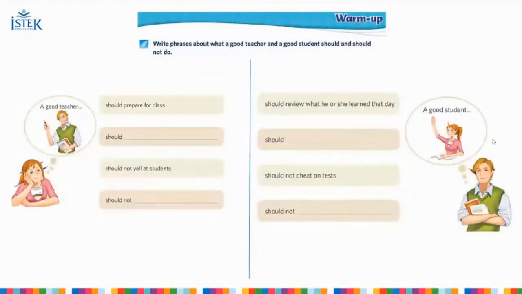We're going to do an activity here where you can write phrases about what a good teacher and a good student should and should not do. Let's have a look on the left side. A good teacher should prepare for class. A good teacher should not yell at students. So we've got 2 examples, and you're supposed to think of 2 other phrases to write about a good teacher. Should and should not. I'll give you a few seconds to think about it.